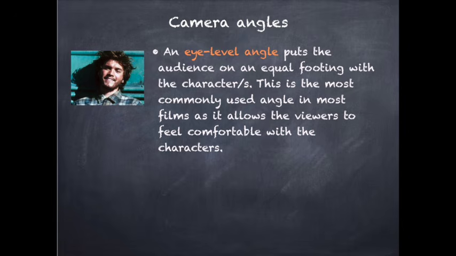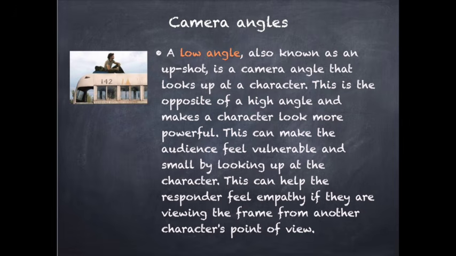An eye-level angle puts the audience on an equal footing with the characters. This is the most commonly used angle in most films, as it allows the viewers to feel comfortable with the characters. A low angle, also known as an upshot, is a camera angle that looks up at the character.